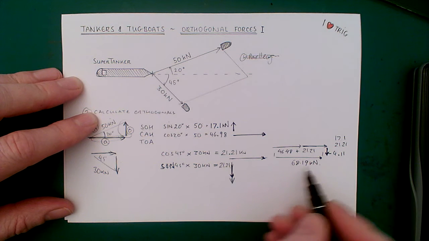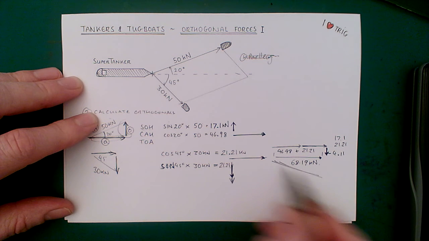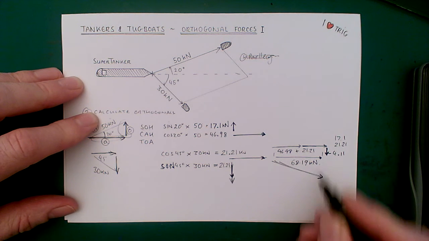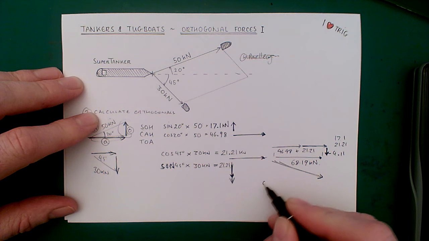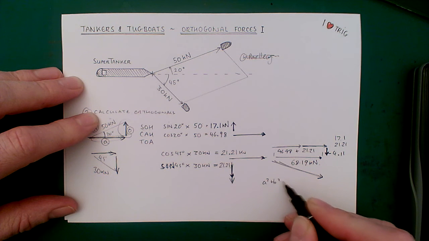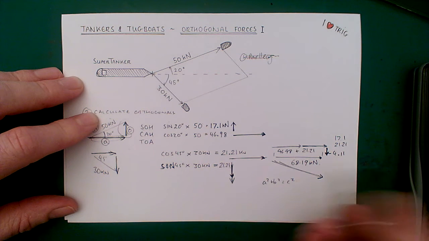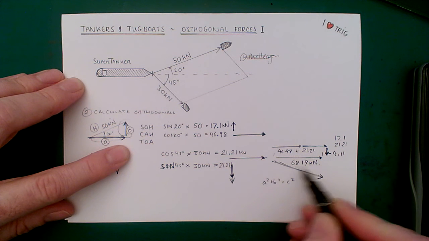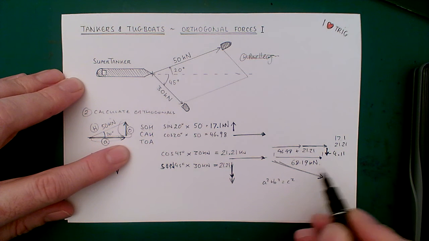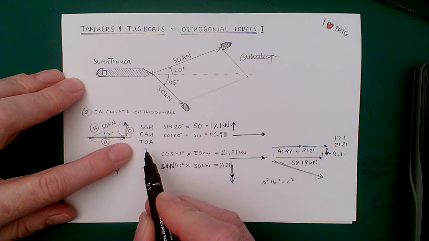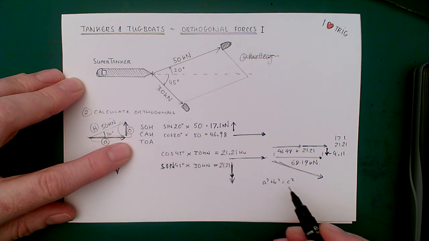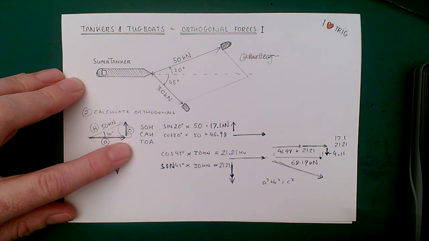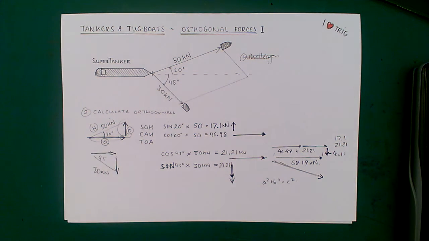Now I've got two choices. I can resolve this angle either by using a squared plus b squared equals c squared, or I've got the opposite and I've got the adjacent, so I can use tangent. And actually I'm going to use both, because I'm going to use one to check the other. So let's have a look at those.